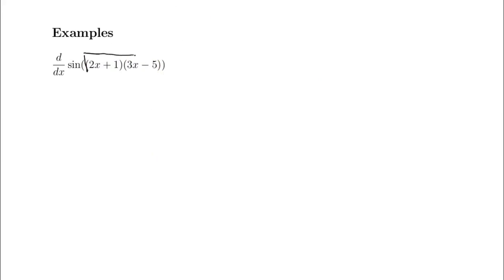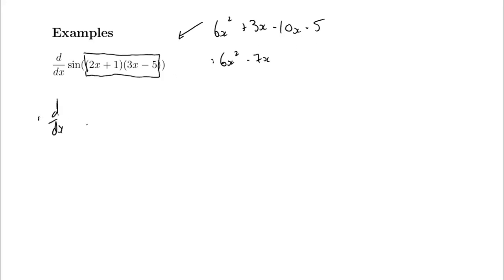Notice that for this stuff, you can just multiply that out. We're not going to really need to do the product rule on that. That is really 6x squared plus 3x minus 10x minus 5. Or 6x squared, and then 3x minus 10x is negative 7x. So what we'll really do is say this is the derivative of sine of 6x squared minus 7x.